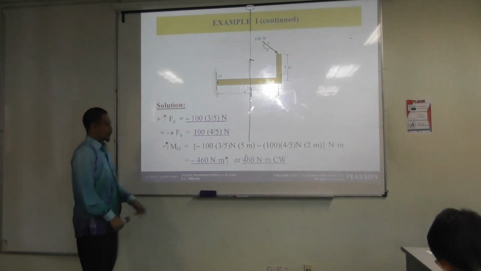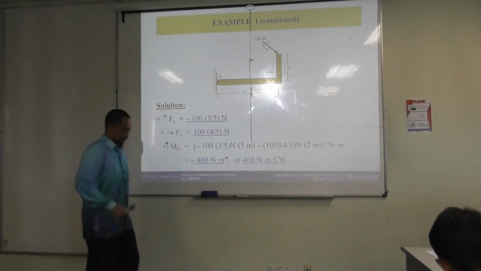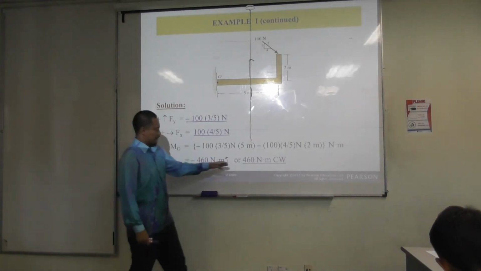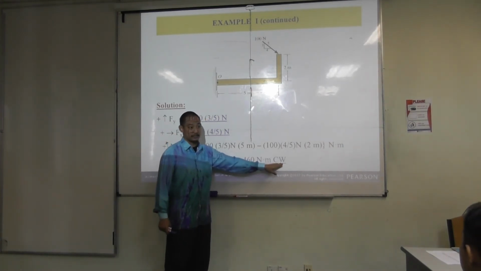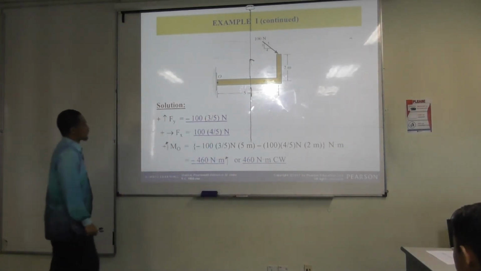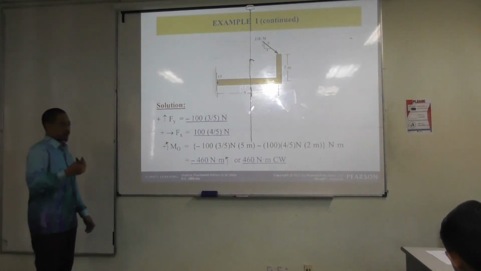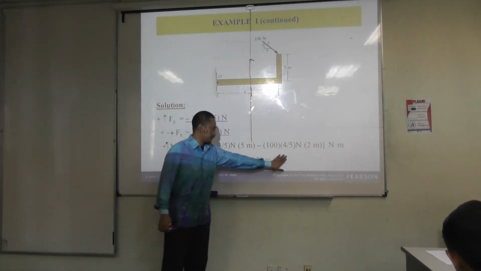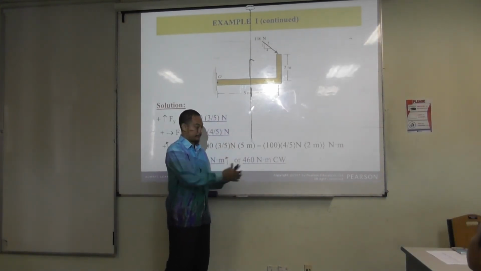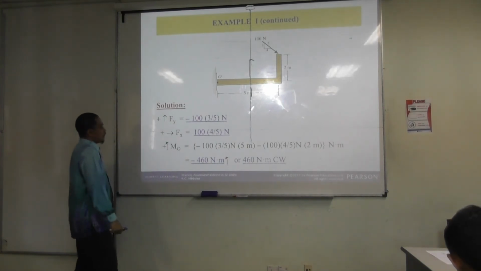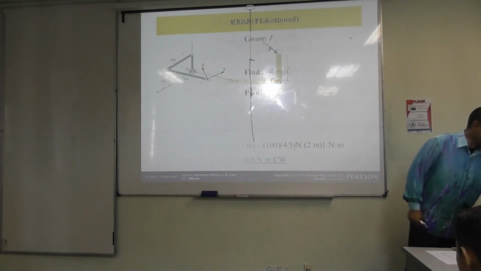You get 460 Newton meter clockwise. In the exam, everything has to be there for complete marks: the value, the unit, and the direction. Even though it doesn't say to give the direction, you have to understand that without it, the meaning is incomplete, right? All right. So next, is there any other example?